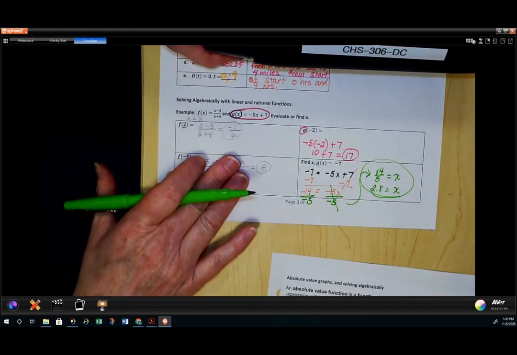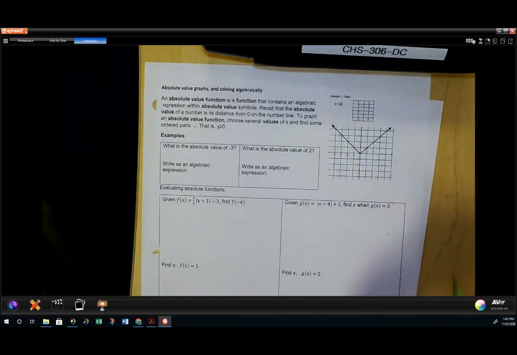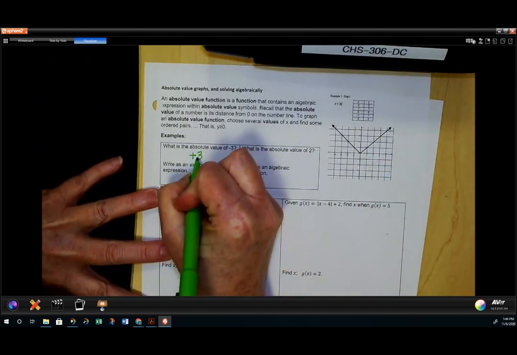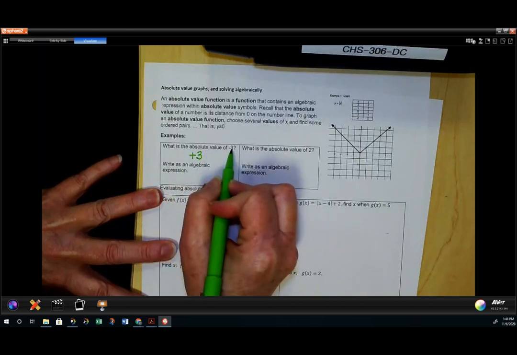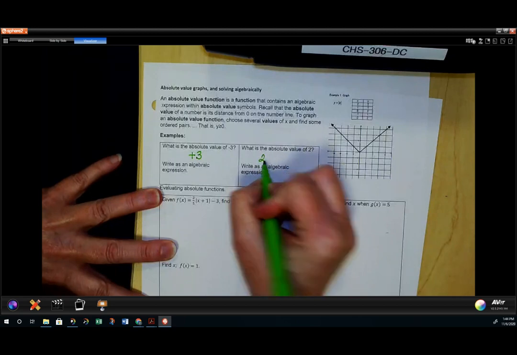So then you go on to page 4 on your lovely little paper, and we're going to talk about absolute value functions. Absolute value is when you're going to have that letter V graph. If you have the absolute value of a negative number, that's going to be like a +3. So what's the absolute value of -3? +3. What's the absolute value of 2? It's still going to be 2.